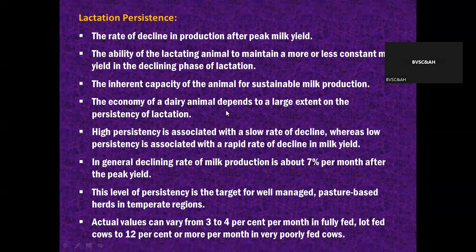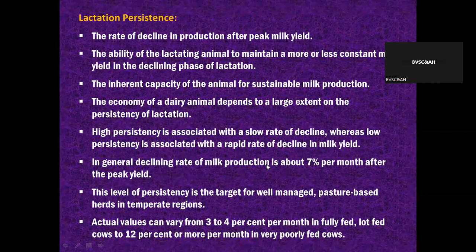The economy of the dairy animal depends to a large extent on the persistency of lactation, as I have discussed. If you can reduce the rate of decline in milk production in the second phase of that curve, that means you are getting a good milk yield in animals. High persistence is associated with a slow rate of decline, whereas low persistence is associated with a rapid rate of decline in the milk yield. Normally, in general, we see that the decline rate in milk production is about 7% per month after the peak yield. And this is the optimum.